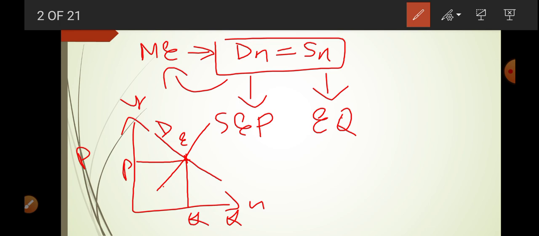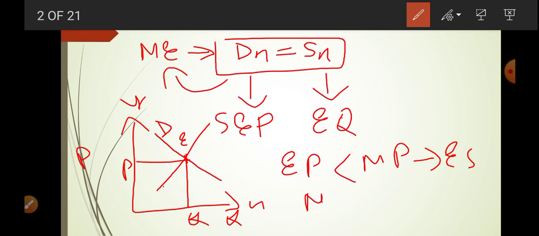Any price level that is more than the equilibrium price indicates excess supply, and a market price that is less than the equilibrium price is excess demand. Okay students, so this much we had learned in the previous video.